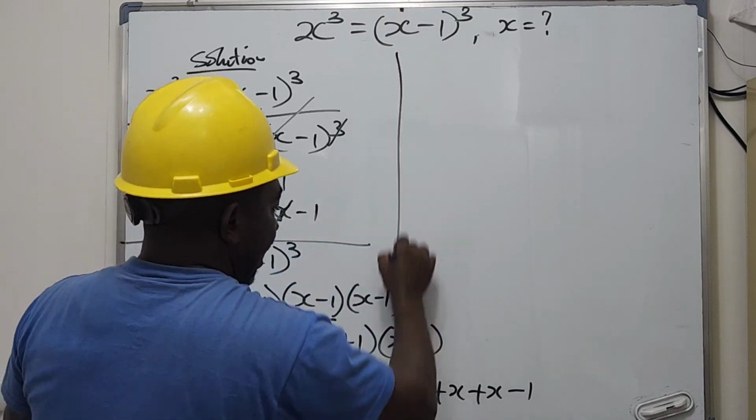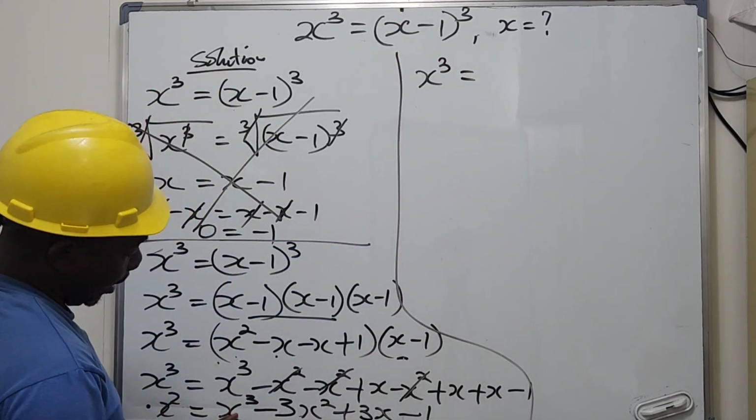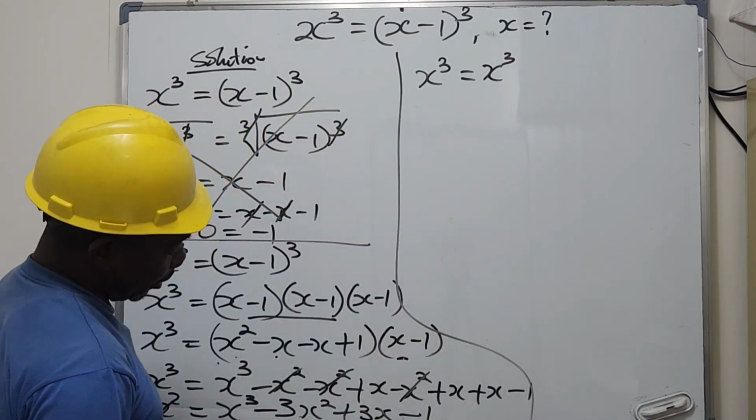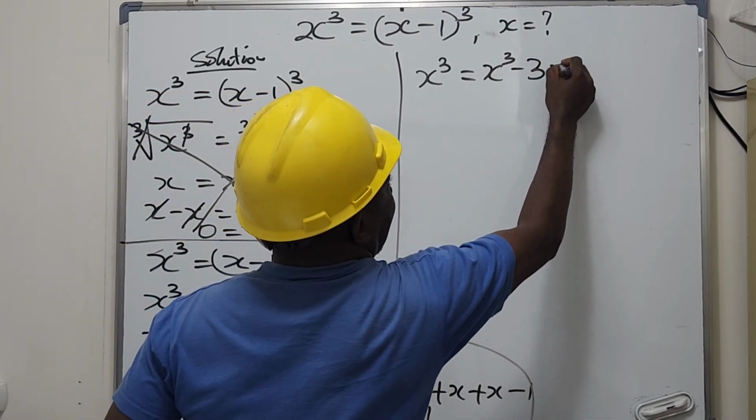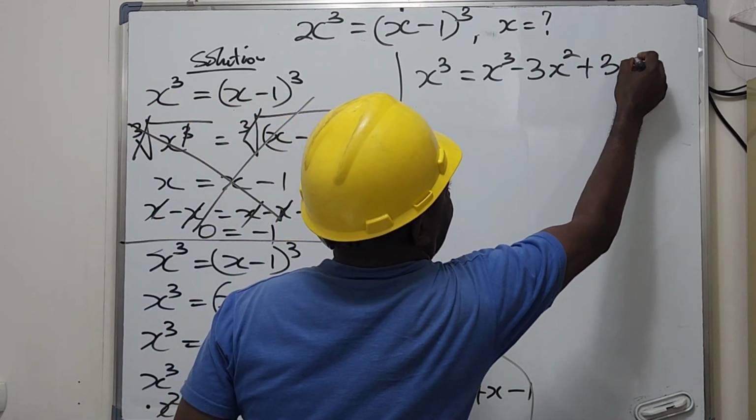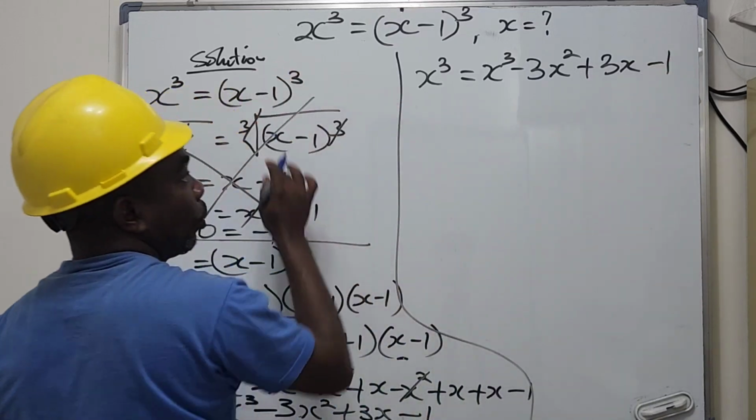So we have that as x to the power of 3 equals, here is x to the power of 3, we have minus 3x to the power of 2, then we have plus 3x. Then we are now left with minus 1. So this is what we have.